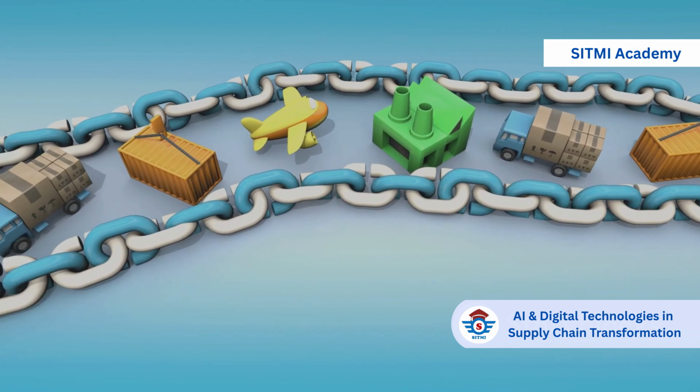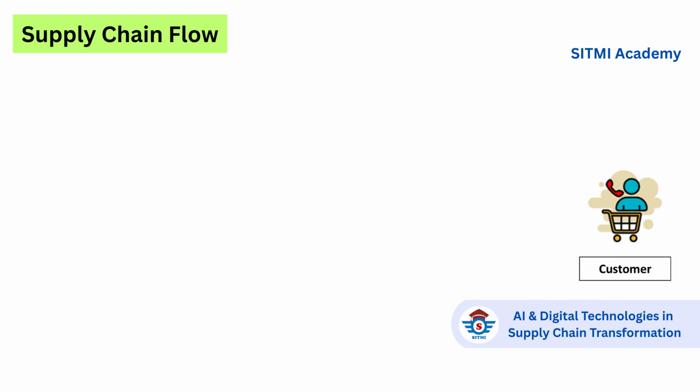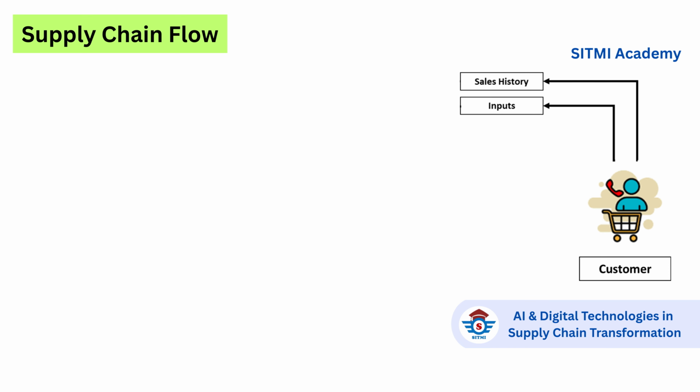So, let's begin. A supply chain basically starts with the customer. Now you may ask, why does it start there? Because the customer provides two key inputs. The first input is any change in taste, preference, or usage patterns. For example, a shift in demand from traditional mobile phones to smartphones. The second input is sales history, meaning what customers purchased in the past.